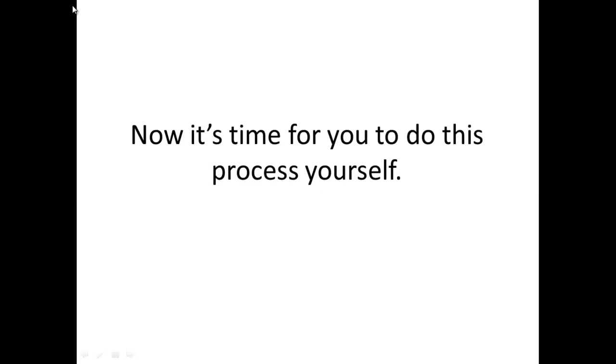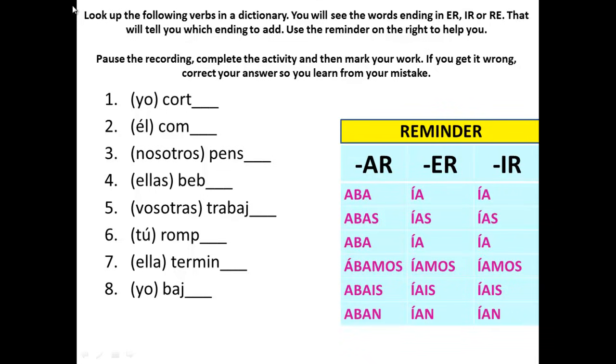Now it's time for you to do this process yourself. Look at the following verbs in a dictionary. Remember, you will see the words ending in AR, ER or IR, and that will tell you which ending to add. Use the reminder on the right to help you, but only if you need to. Por ejemplo, número 1. Yo cortaba.